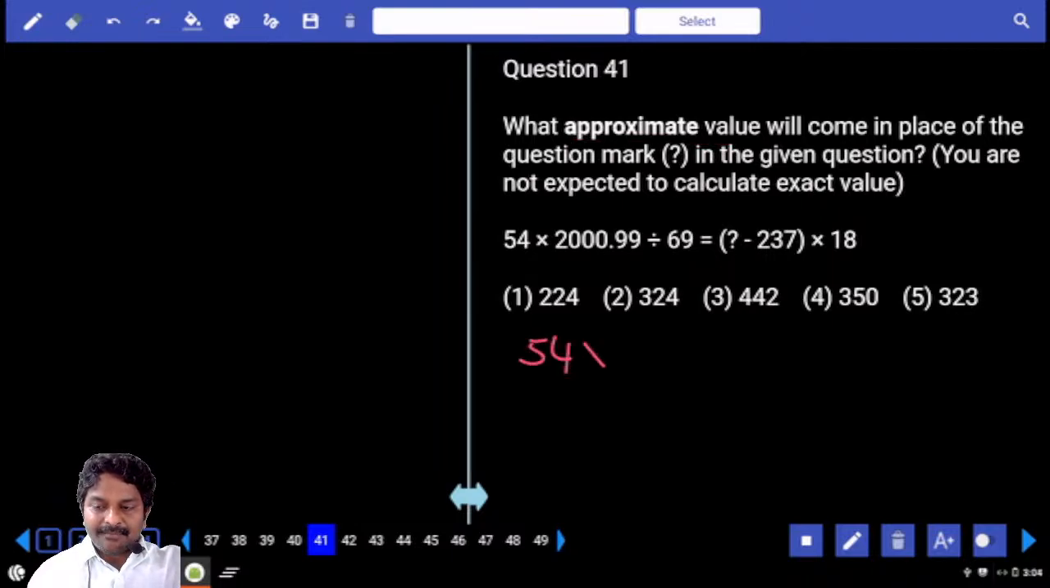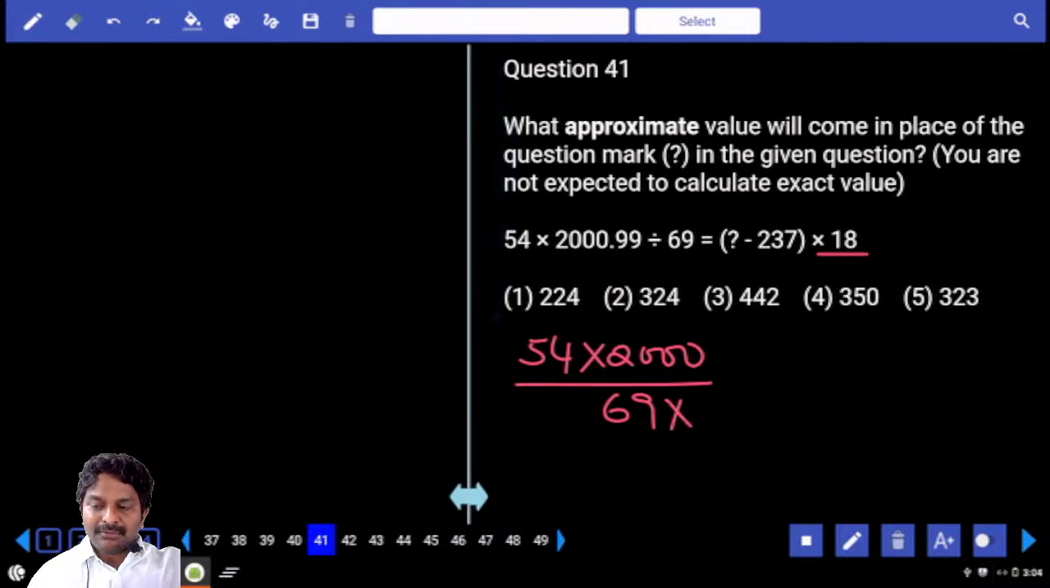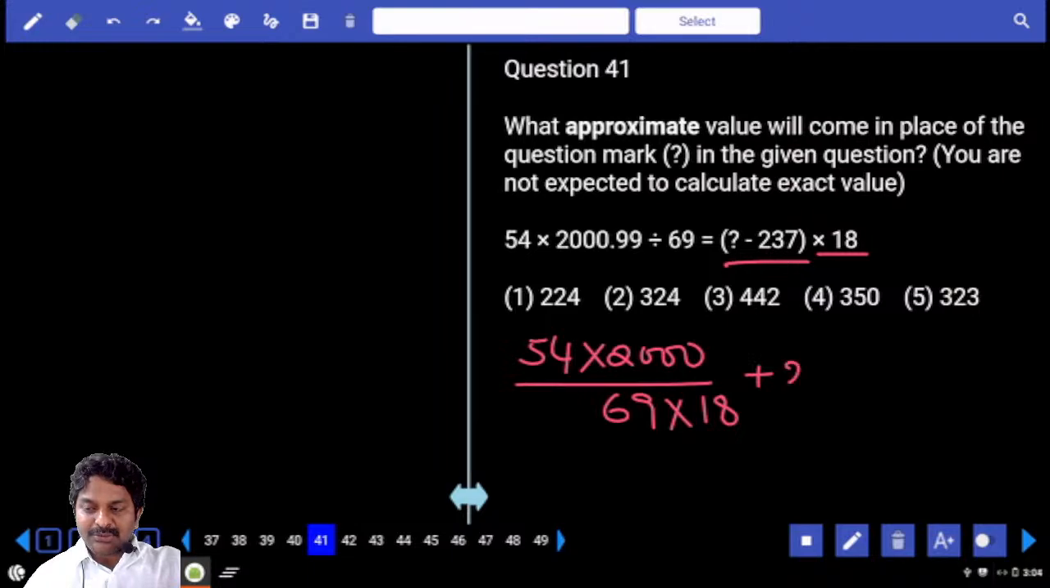54, tell me. 2000 divided by 69. Into 16 will come to left hand side denominator. Correct? Right hand side x minus 237 is there. Minus 237 will come to left hand side. And this is what our final answer.